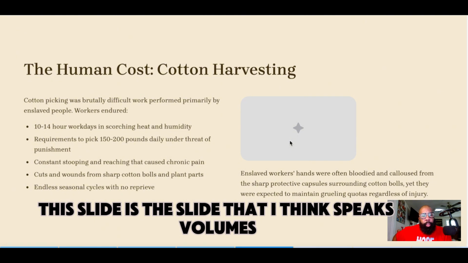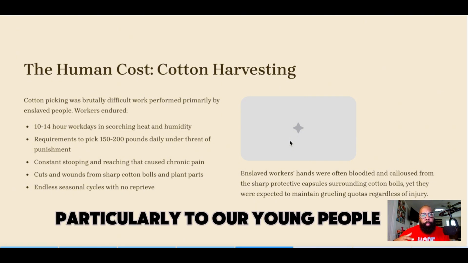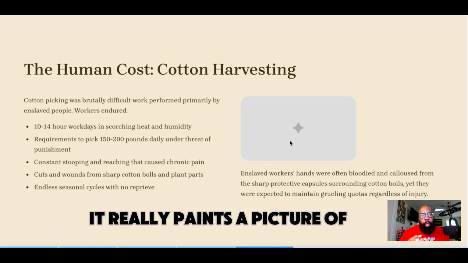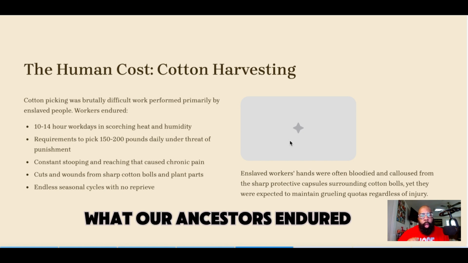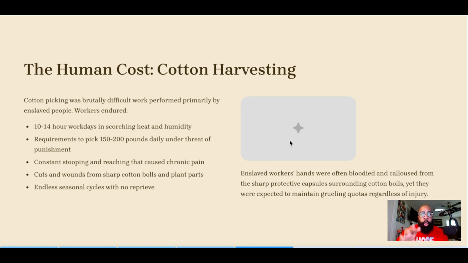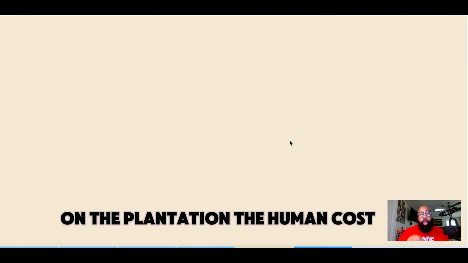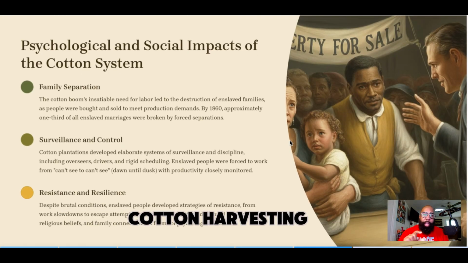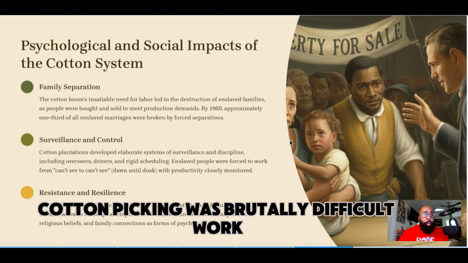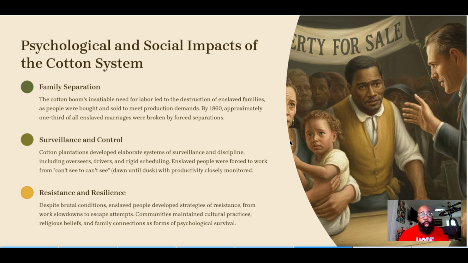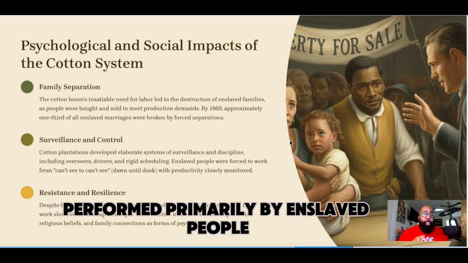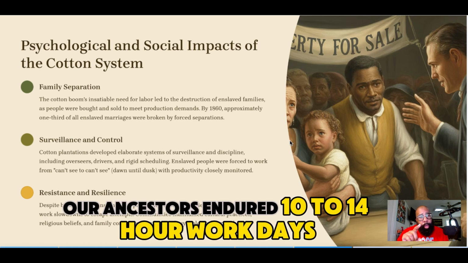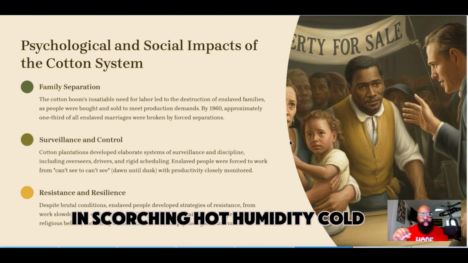This slide is the slide that I think speaks volumes, particularly to our young people. It really paints a picture of what our ancestors endured on the plantation. The human costs, cotton harvesting. Cotton picking was brutally difficult work performed primarily by enslaved people. Our ancestors endured 10 to 14-hour workdays in scorching hot humidity, cold.